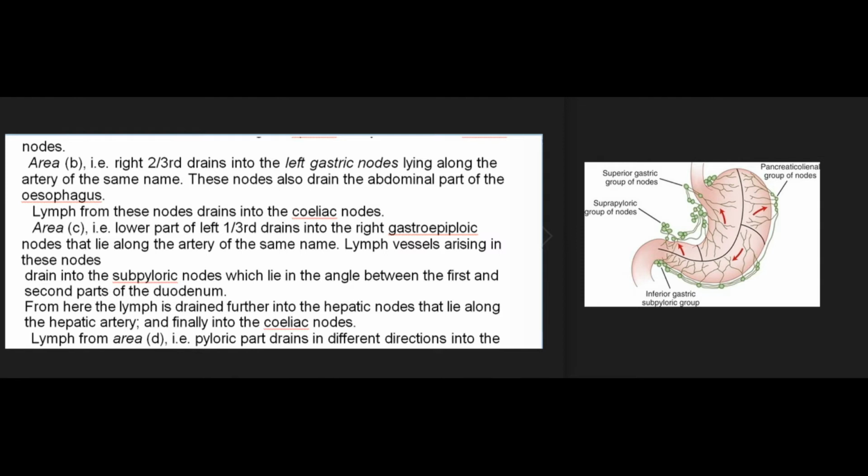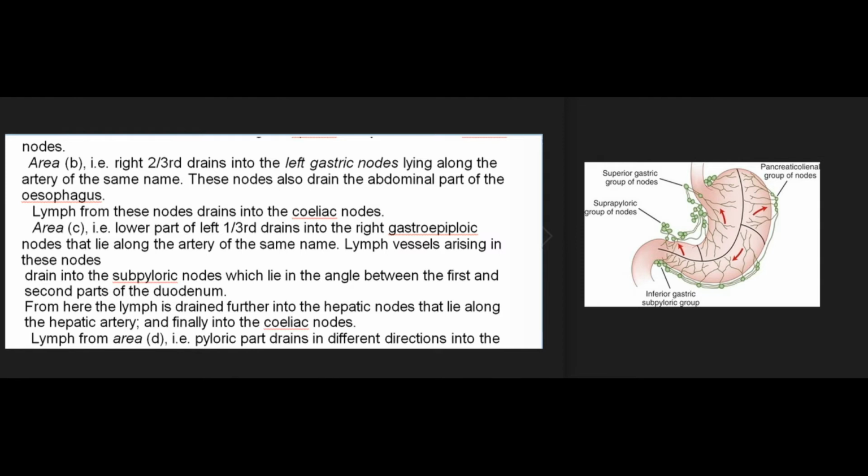Area C, i.e. lower part of left 1/3, drains into the right gastroepiploic nodes that lie along the artery of the same name. Lymph vessels arising in these nodes drain into the subpyloric nodes, which lie in the angle between the first and second parts of the duodenum. From here the lymph is drained further into the hepatic nodes that lie along the hepatic artery, and finally into the coeliac nodes.